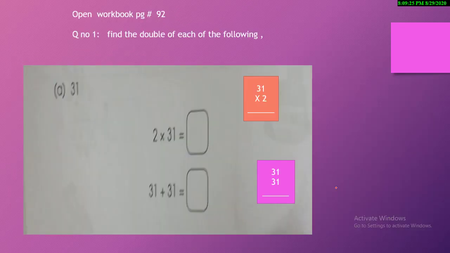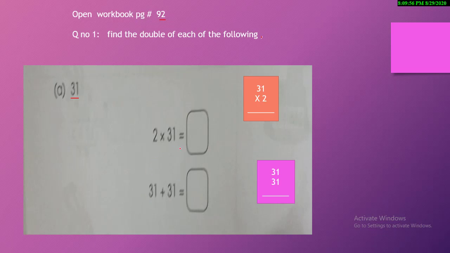Okay, now back to the work. Now, my students, open your workbook, page number 92. Yes, now you are going to write down the work with me. And question number one is finding the doubles of each of the following. This is a full stop, not a comma, first of all. Finding the doubles of each of the following. So here they give you a number 31. They even mention the method that you can multiply 31 with 2 or you can add 31 plus 31, your answer will be same.